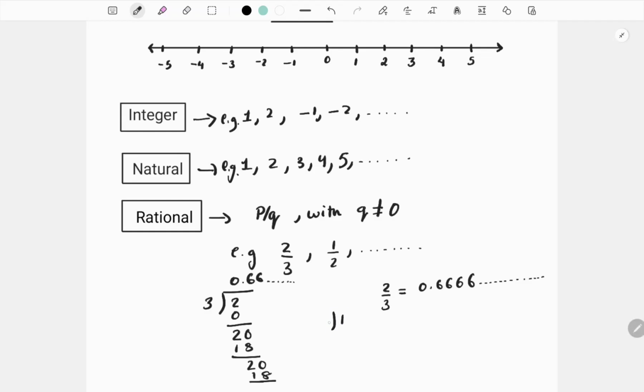So 1 divided by 2. If we divide 1 by 2, here we can write 2 into 0 is 0. So 1, we'll put here a point, then 0, 2 into 5, then here we'll get 10. So 1 by 2 is equal to 0.5, which is a rational number. These numbers can also be spotted on the number line, hence they are real numbers.